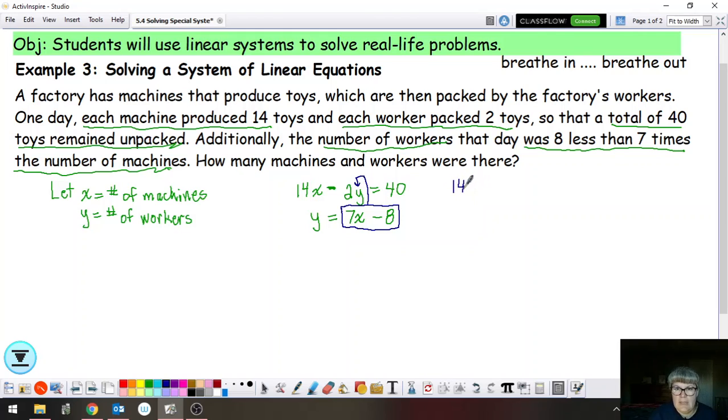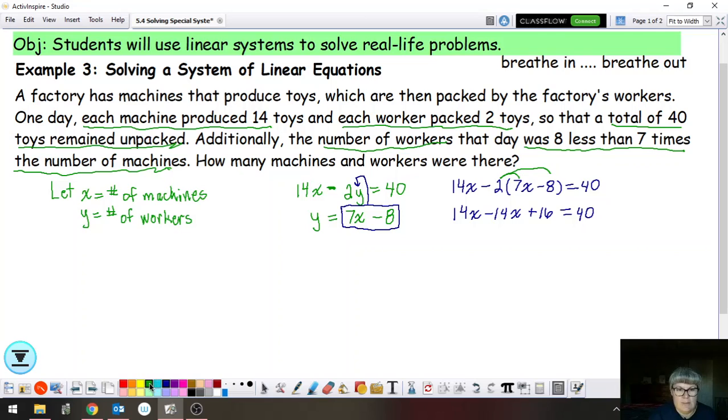So that's 14x minus 2 times 7x minus 8 equals 40. To solve this, we need to distribute, and we're going to distribute a negative 2, not just a 2, so we can keep the signs as they should be. So 14x, negative 2 times 7x is negative 14x. Negative 2 times negative 8 is a positive 16, equals 40.